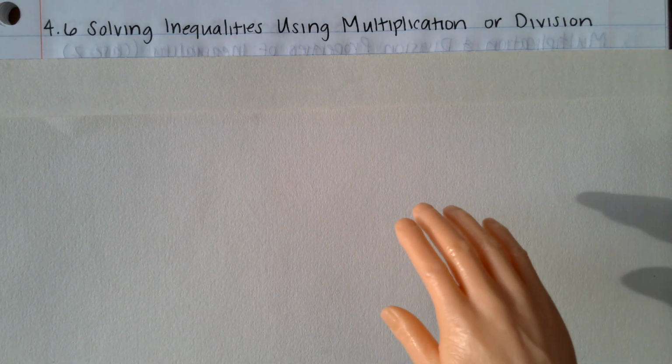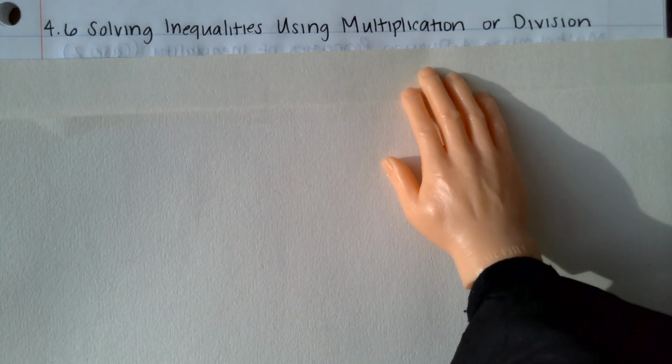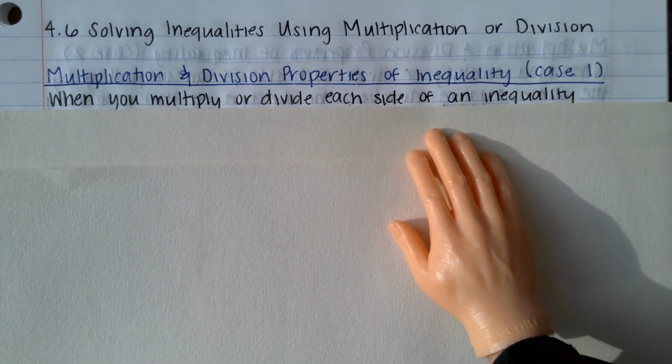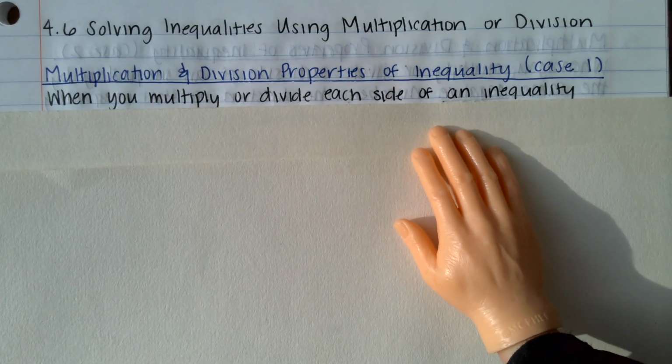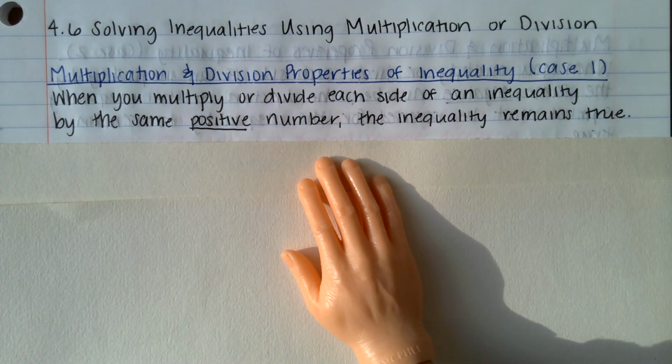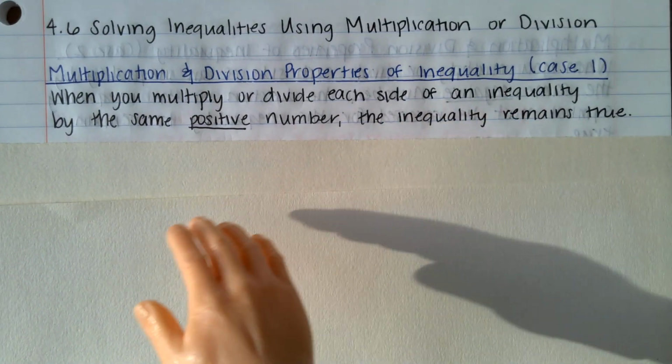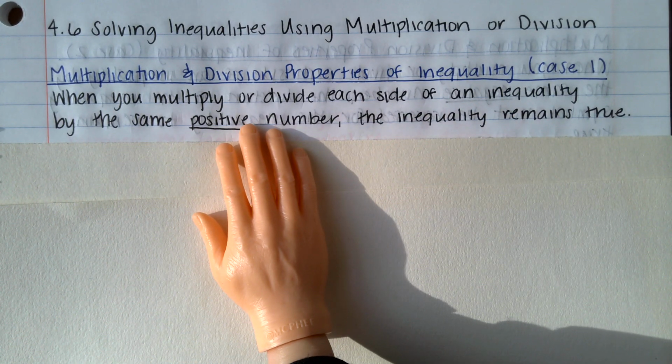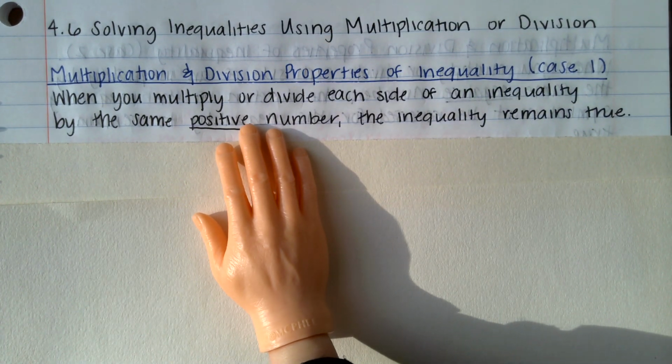This is 4.6, solving inequalities using multiplication or division. So we have multiplication and division properties of inequality, and the first case says that when you multiply or divide each side of an inequality by the same positive number, the inequality remains true.